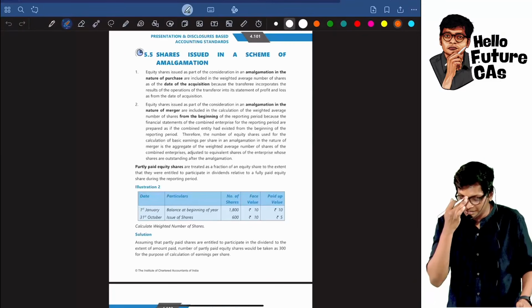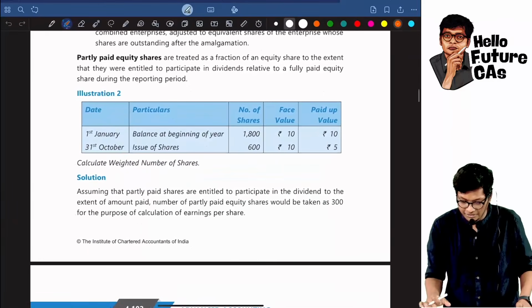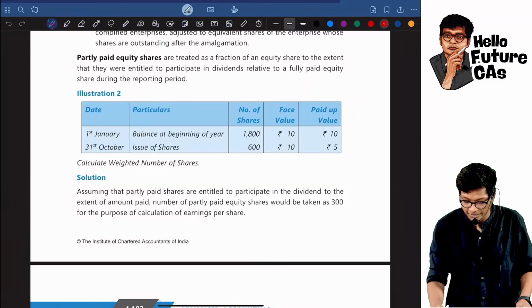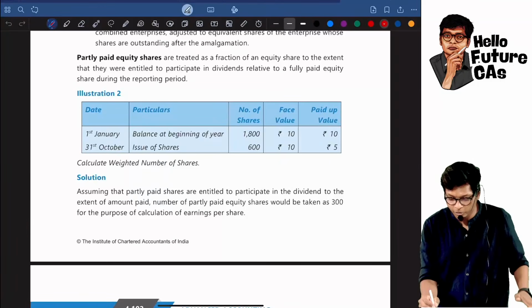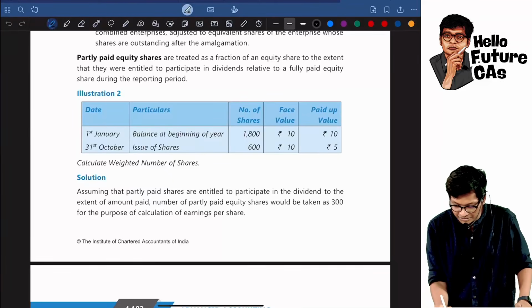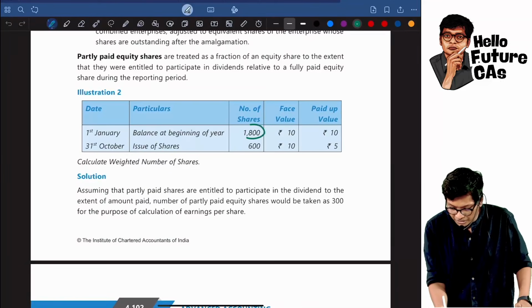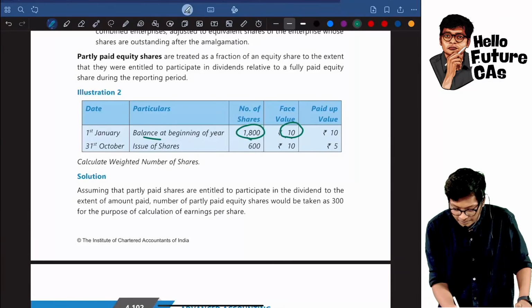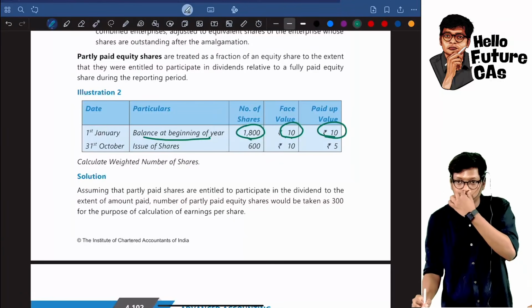Let's do another illustration to gain control over here. Look at this over here. Illustration 2, just to gain control because in that example slide we messed up. So look at this. First here I have 1800 shares of 10 each at the beginning of the year whose paid up value is also 10.